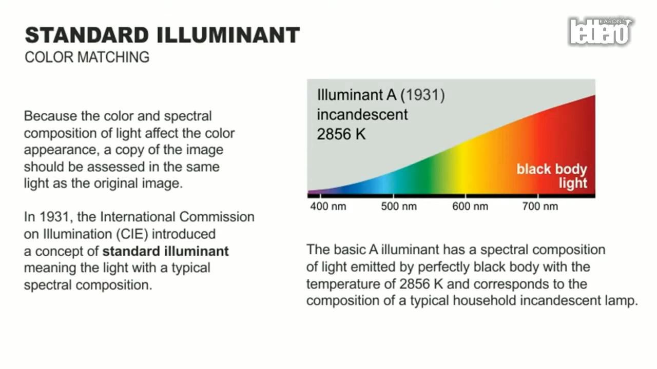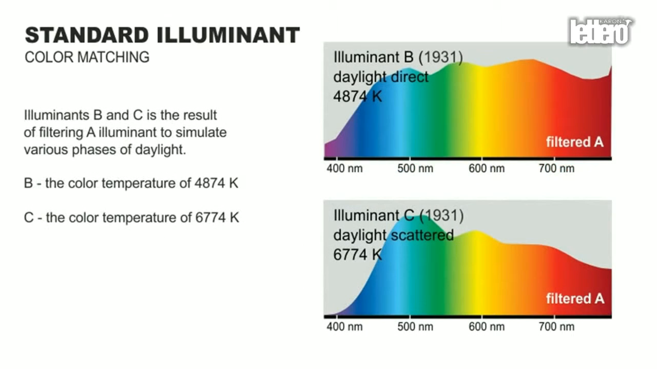A basic A illuminant has a spectral composition of light emitted by a perfectly black body with a temperature of 2856 degrees Kelvin and corresponds to the composition of a typical household incandescent lamp. Illuminants B and C result from filtering an A illuminant to simulate various phases of daylight. B: colour temperature of 4874 degrees Kelvin. C: colour temperature of 6774 degrees Kelvin.